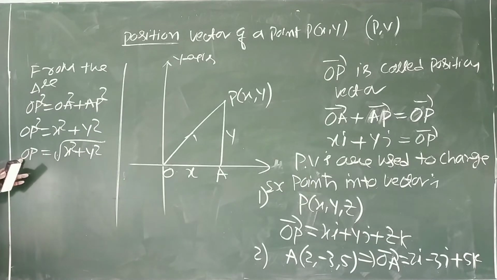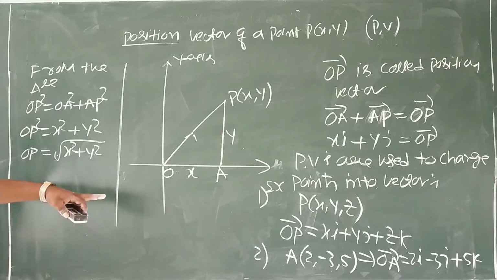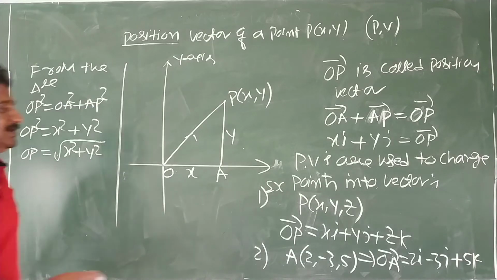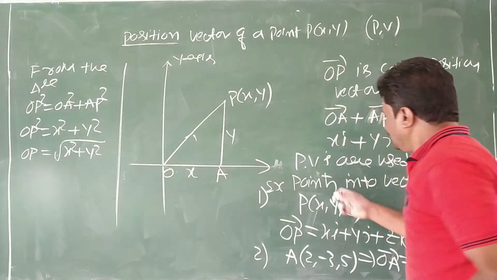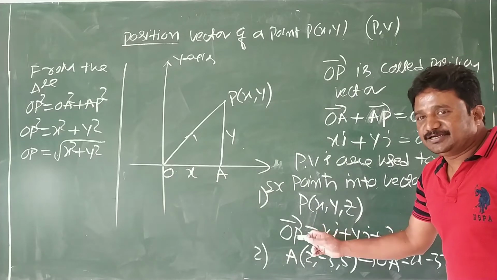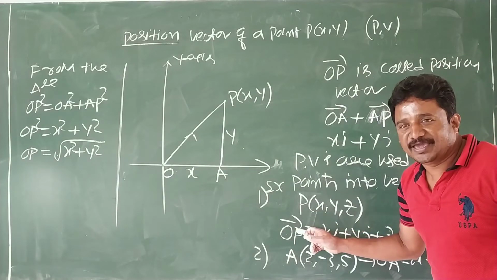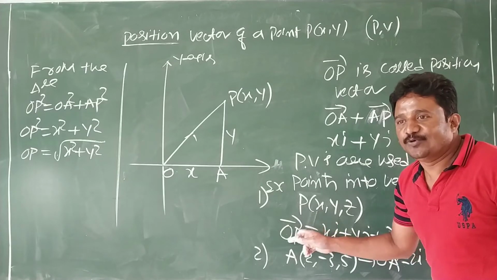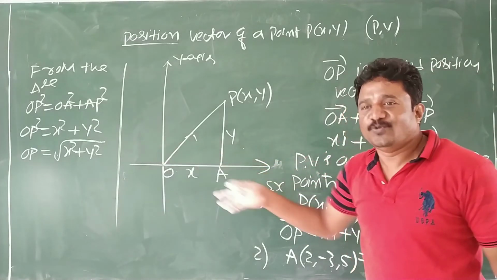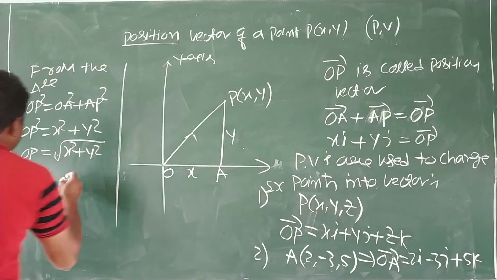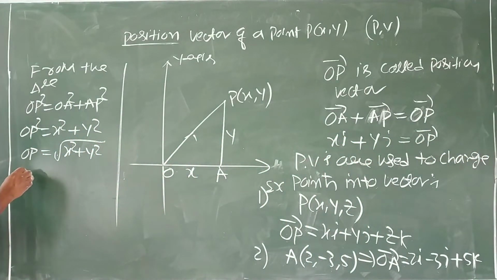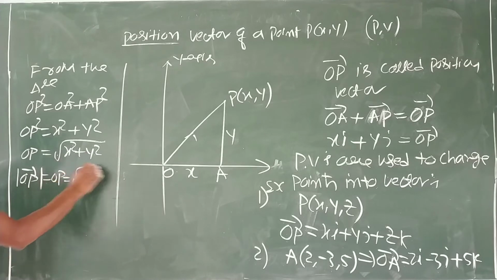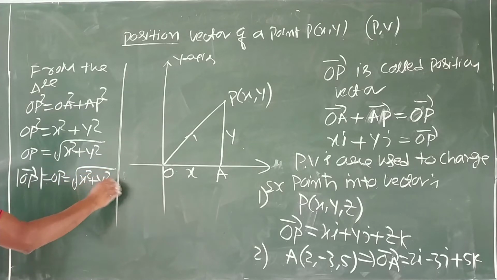Observe, students, what actually this OP is. Length of the vector OP. Tell me length of the vector OP. Direction is from O to P. So this is nothing but length of the vector OP. So how do you represent magnitude of vector OP? Magnitude of vector OP means what? OP is equal to root of x square plus y square.